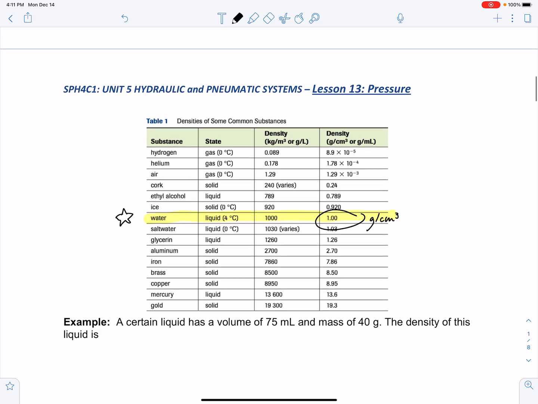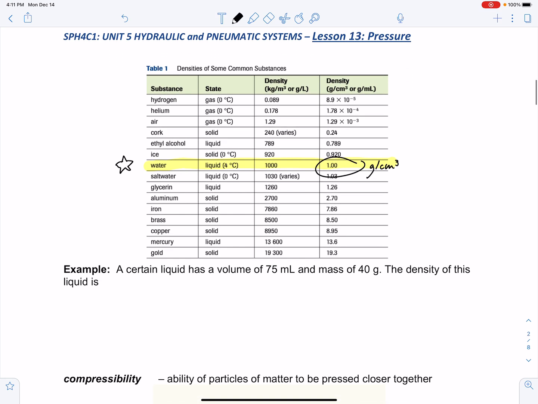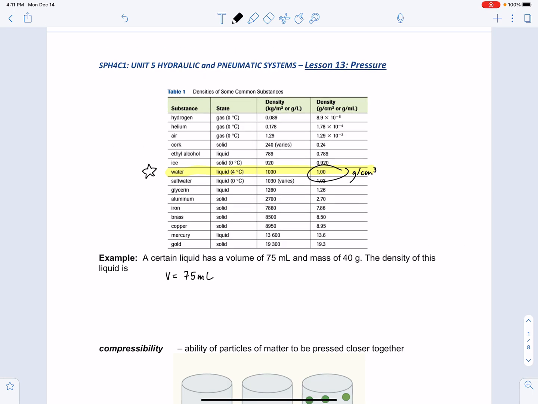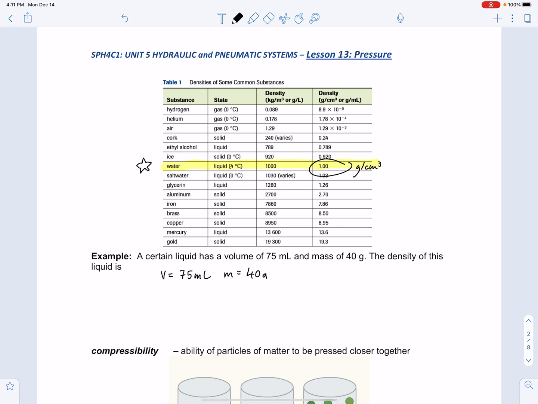Okay, let's try a question. A certain liquid has a volume of 75 milliliters and a mass of 40 grams. The density of the liquid is, so we're given the volume, 75 milliliters, and we're given the mass, 40 grams. So density is equal to mass divided by volume. That's 40 grams divided by 75 milliliters. If we punch this into our calculator, 40 divided by 75, we end up with a density of 0.53 grams per milliliter.